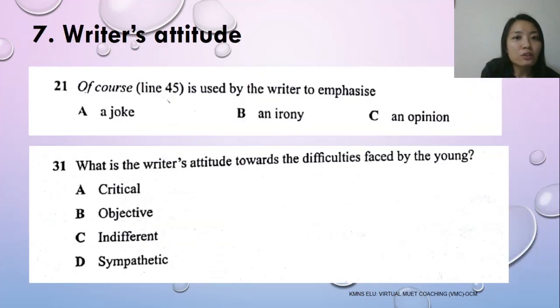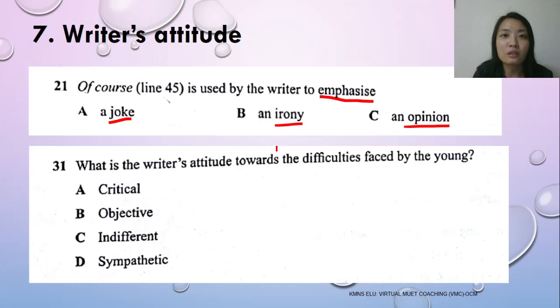And then writer's attitude. This is also another popular question. Okay. Is used by the writer to emphasize what? So they want to ask you, what does the writer actually mean by saying this? So does he mean it as a joke or an irony or an opinion? Go and find out the meanings of these words because they may appear again in the MUET question. Alright, again, writer's attitude. What is the writer's attitude? Is it critical? Is it objective, indifferent, sympathetic? Alright, these are all some of the famous words that they like to ask you.